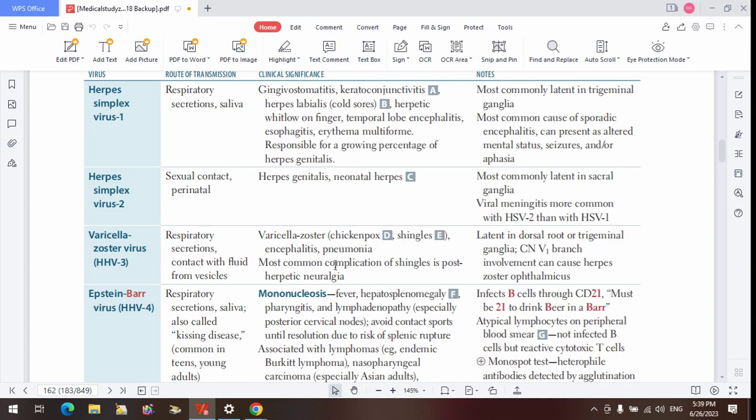So once you see that there are different types of rash, you are seeing pustules, you are seeing vesicles, all over the baby, you know that's likely to be chickenpox.